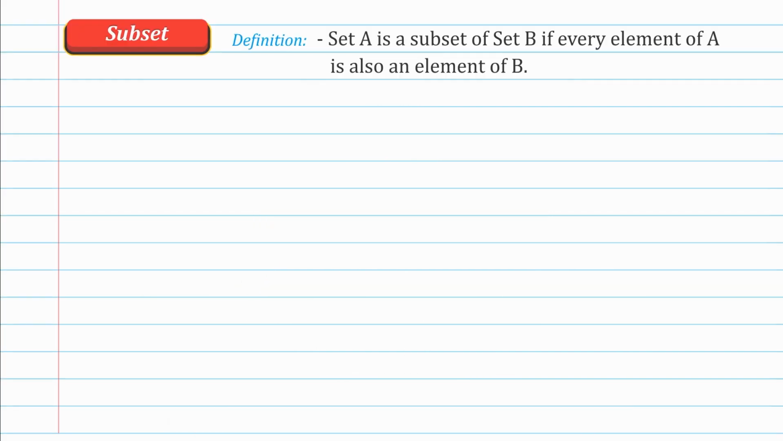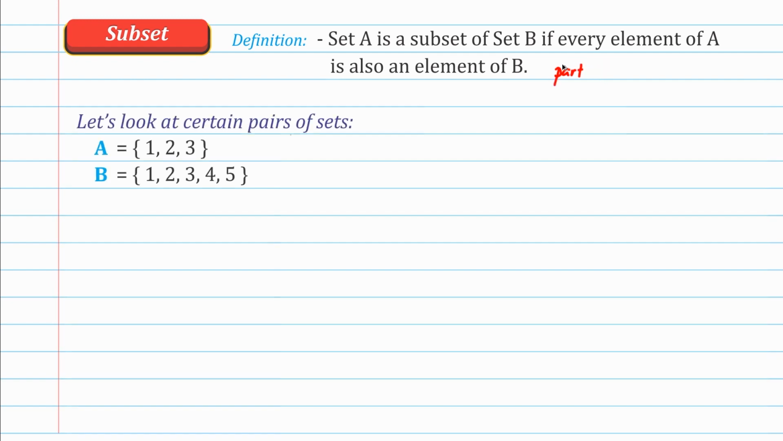Let us discuss subsets. Now let's look at the definition first. Set A is a subset of set B if we meet a certain condition, and that is, if every element of A is also an element of B, which means A is part of set B.